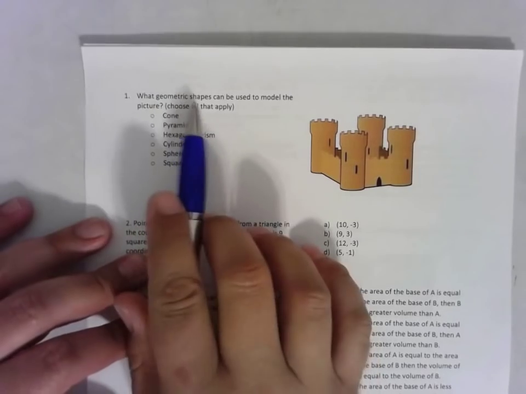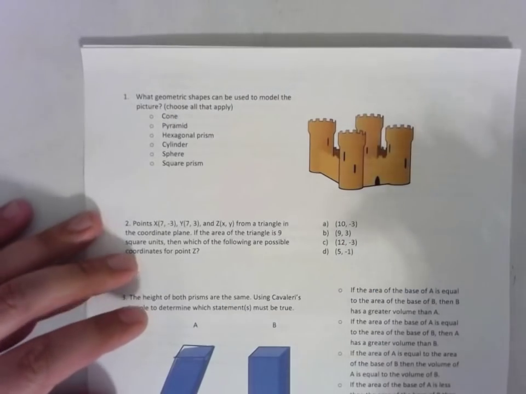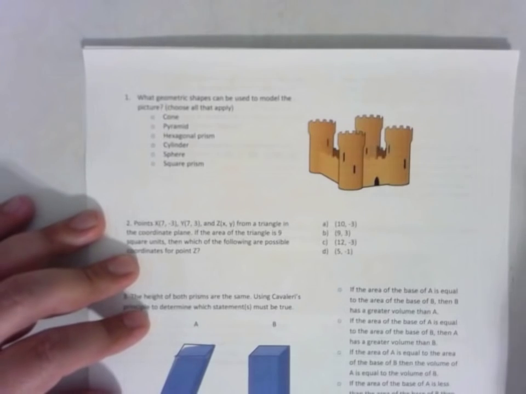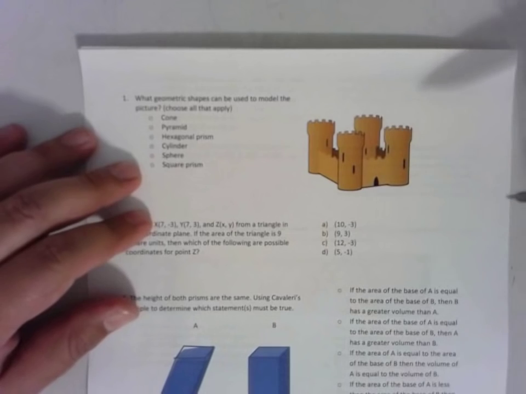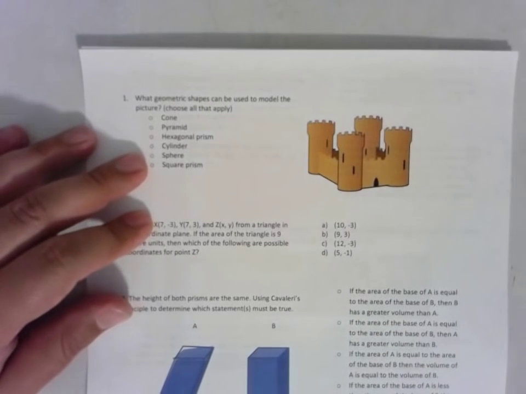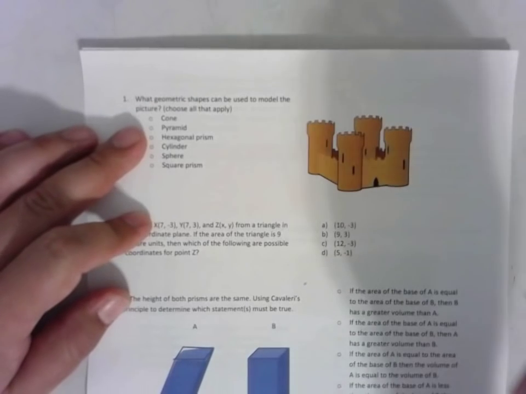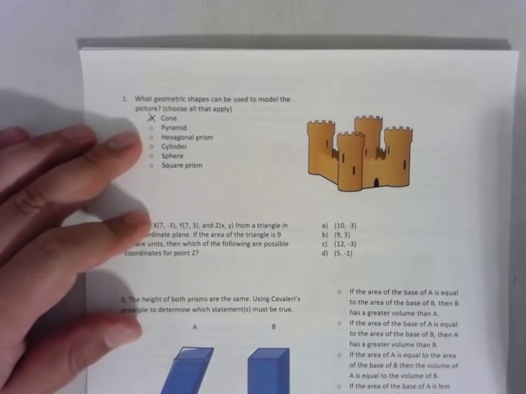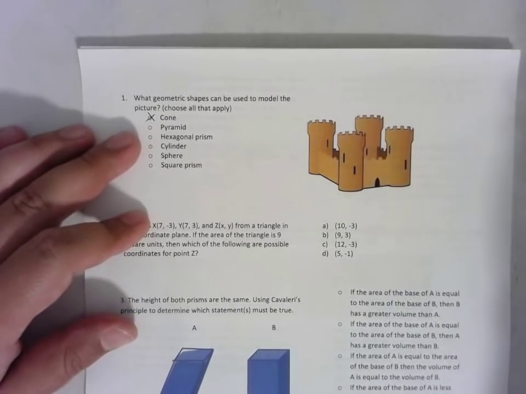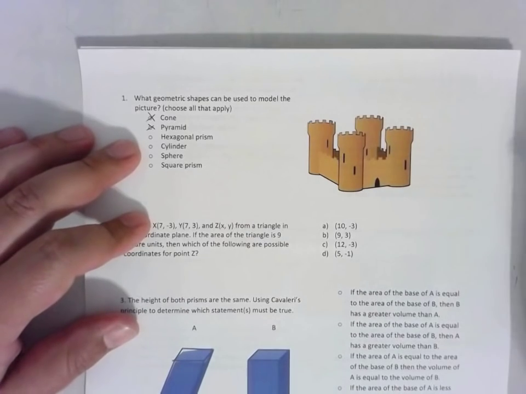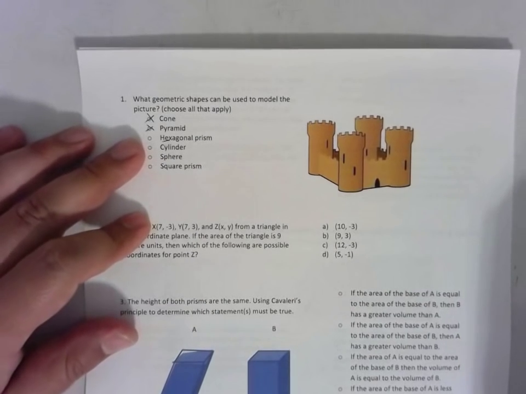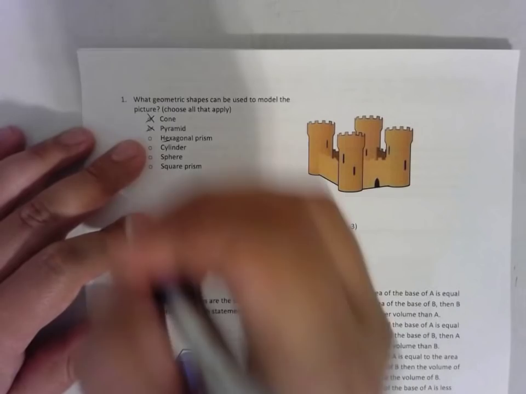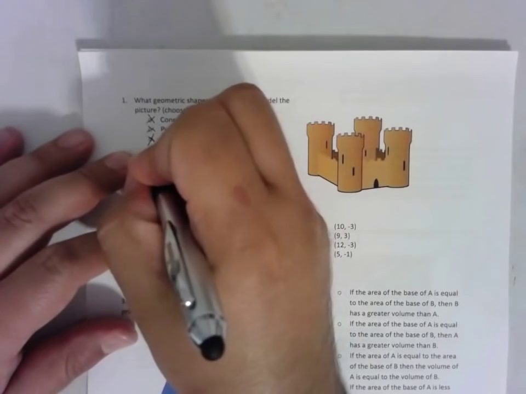What geometric shapes can be used to model the picture? You're going to see a question like this on your EOC. Just look at the picture. Pick out which shapes you see in here or which shapes over here you would use to create that. A cone, I don't see any cones anywhere, so that's not one. A pyramid, again, nothing's coming to a point, no pyramids. A hexagonal prism, hexagon, you gotta know your shapes. Hexagon, 6 sides, this is definitely not 6 sides. That's not one.